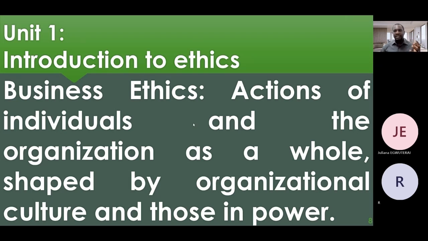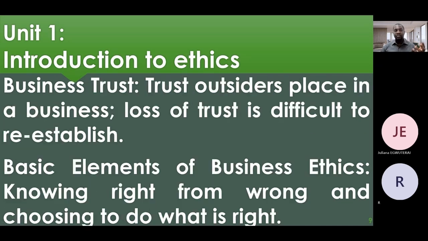So actions of individuals and the organization as a whole, from the board down to the directors, down to senior managers, middle managers, lower cadre staff, ethics is supposed to permeate as a culture. And this is what business ethics refers to. And what does it culminate in? It culminates in trust. When an organization is ethical, trust is the result. And it's called business trust.